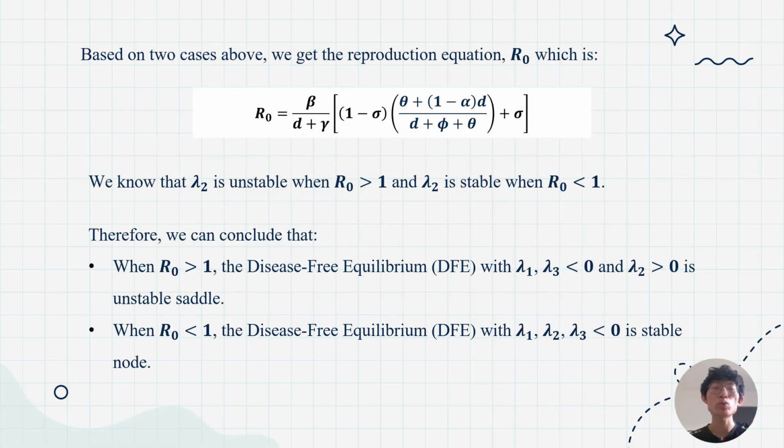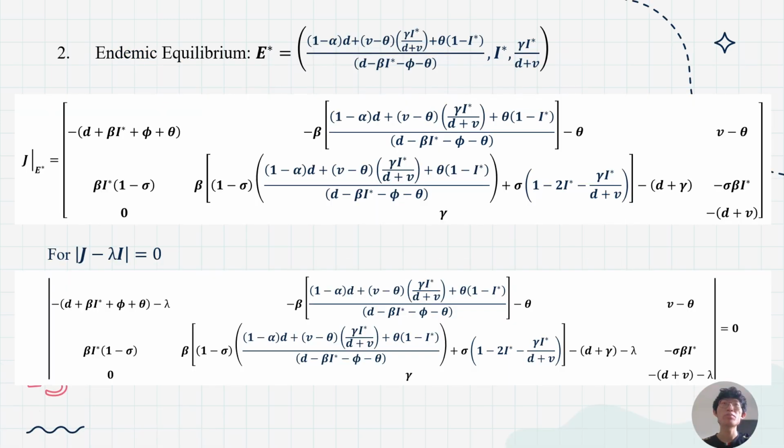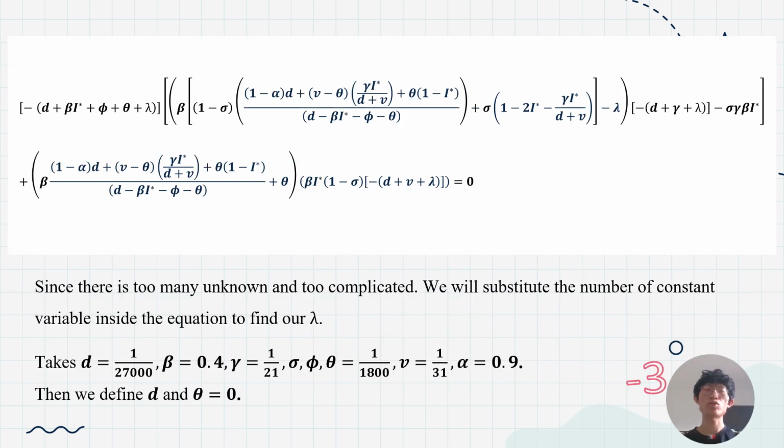From the 2 cases above, we get the reproduction number, which is R0. When R0 is larger than 1, the DFE is an unstable saddle, while when R0 is less than 1, the DFE is a stable node. Now we will move on to find the stability of the endemic equilibrium by using the Jacobian matrix. Since there are too many unknowns and it is too complicated, we decided to substitute the values of the constant variables into the equation to find our lambda.